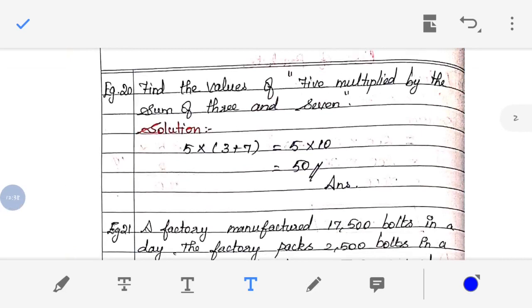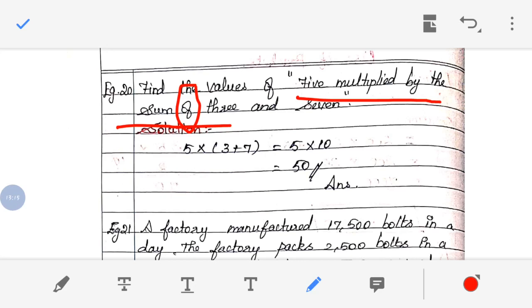The next question is example 20. The question is, find the value of 5 multiplied by the sum of 3 and 7. Just listen carefully: 5 multiplied by the sum of. The word of is there. Wherever you see the word of, whatever is given after the of will be inside the bracket. Keep that in your mind.